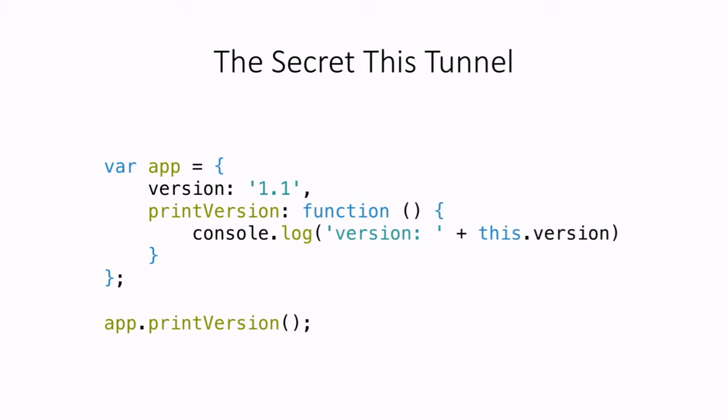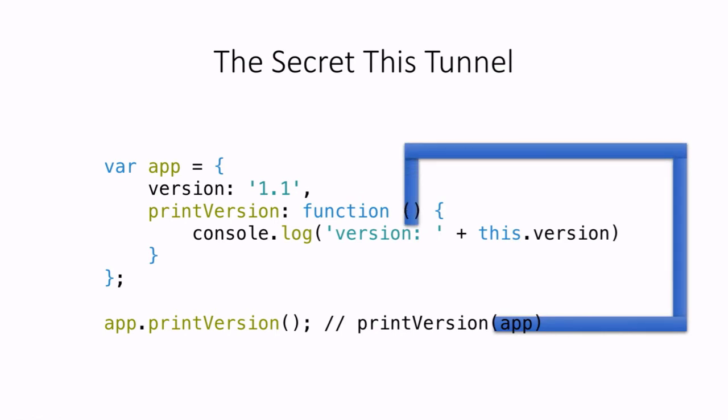So here's a way you can think about this. When we call app.printVersion, it's really like calling printVersion and passing app to the printVersion function. Except we don't see app getting passed along. This is implicitly done for us. And then you could imagine a tunnel whereby our app object is passed along secretly into our printVersion method to be used in place of this. And thus we can say this.version to print out the version information.